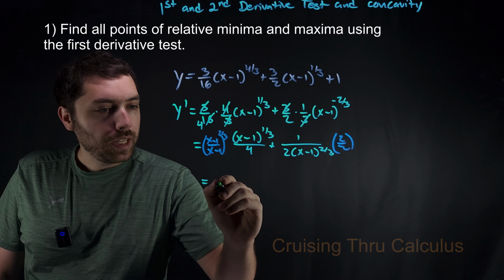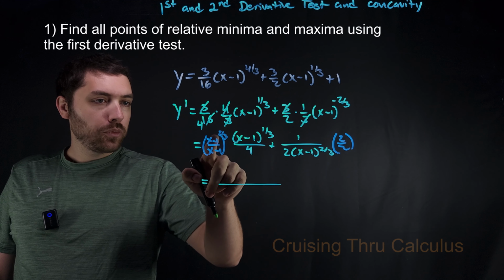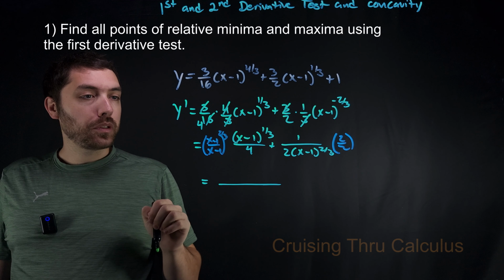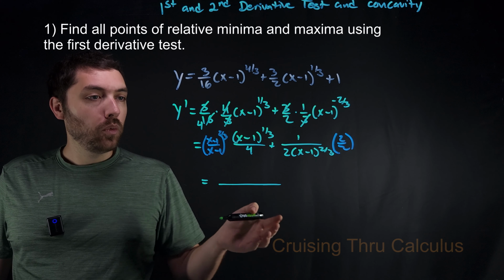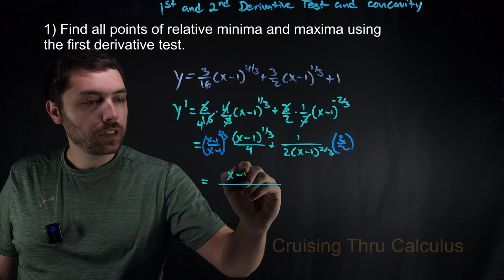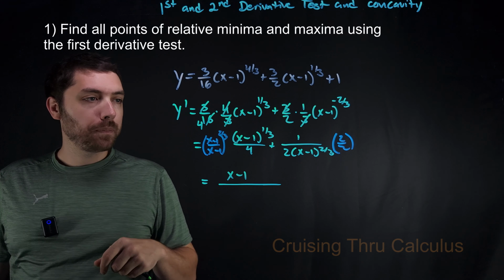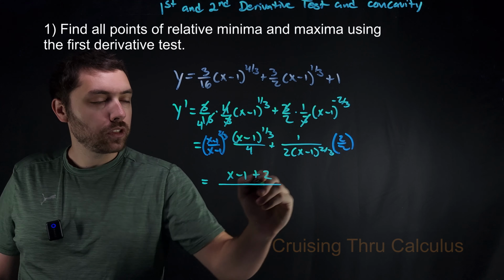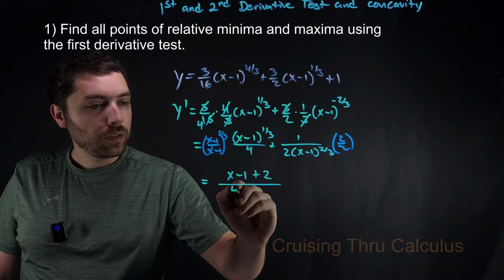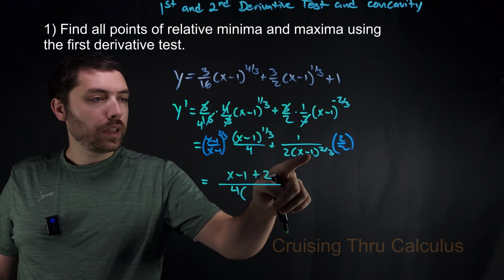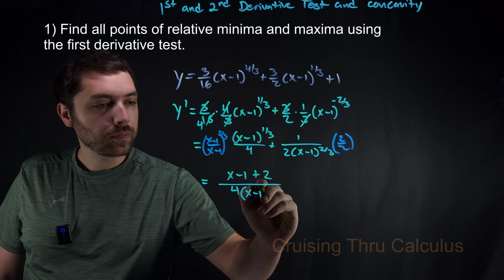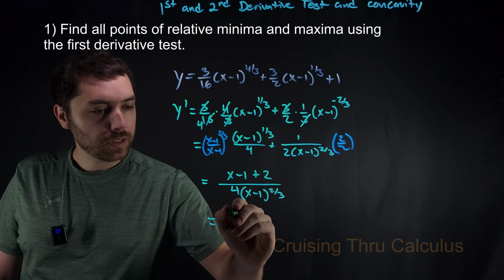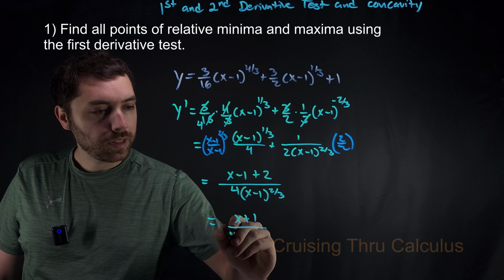So let's see what we're going to get here. Up here we have x minus 1 to the 2/3 times x minus 1 to the 1/3. Since the bases are the same, I can add the exponents. 2/3 plus 1/3 is just 1. So this is just going to be x minus 1 to the power of 1, or just x minus 1. Over here we're going to get 1 times 2, and we're adding here, so this is just going to be plus 2. In the denominator, we should now have a common denominator of 4 and then x minus 1 to the 2/3. Okay, up here, -1 plus 2 is positive 1. And I'd say that we've simplified this down.